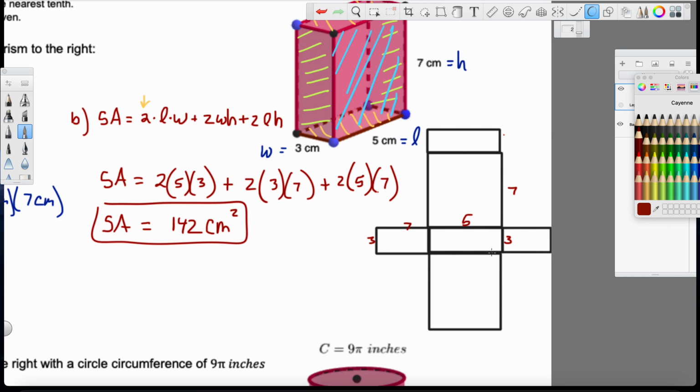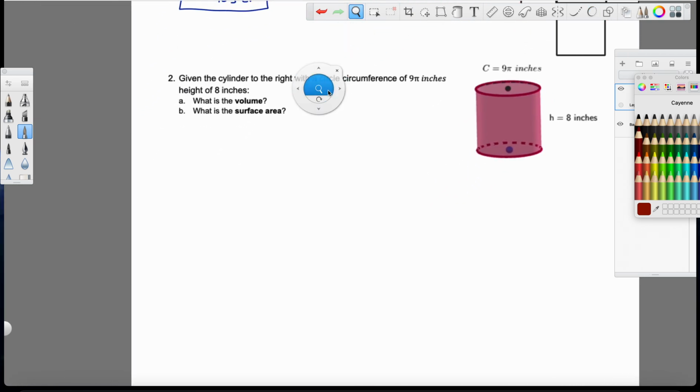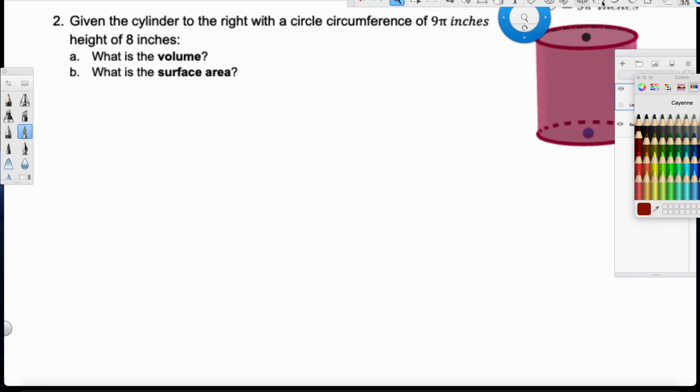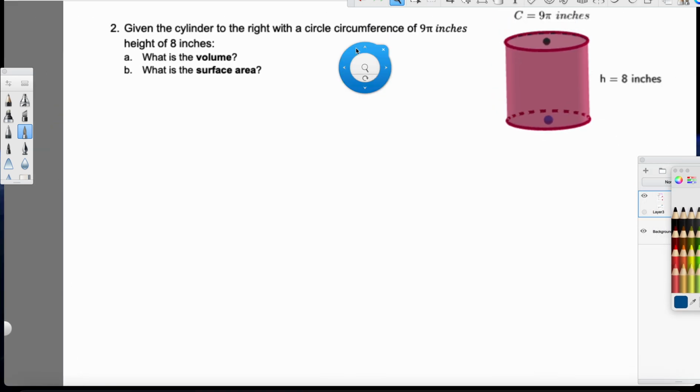Once we understand how the surface area works with the rectangular prism, I like just to rely on the understanding of the equation, but we always can work through the problem with the net. And we'll do the same with the cylinder here. We've got a cylinder with a circumference of 9 pi and a height of 8 inches. And let's get the drawing over here so we can see.